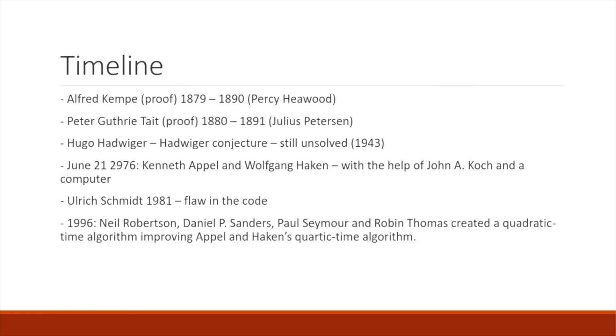Now, what I found quite funny is that these four people, Robertson, Sanders, Seymour, and Thomas, in 2001 announced that they had a much neater proof as opposed to the original proof by Appel and Haken. They announced it in 2001, but it hasn't been published since then. So possibly there's something wrong with that as well, but they realized it before publishing, which I find quite entertaining.